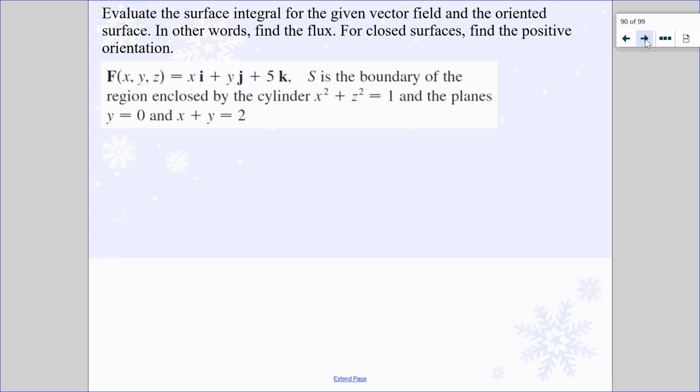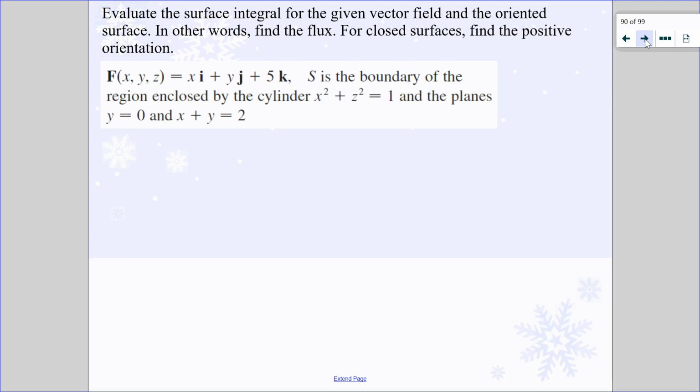I think we might need to do a 2-pager for this one. Let's read the problem first. Evaluate the surface integral for the given vector field in the oriented surface. In other words, find the flux. We're going to find the positive orientation, so we know we want the final answer to be positive. So our surface is the boundary of the region enclosed by the cylinder x squared plus z squared equals 1, and the planes y equals 0 and x plus y equals 2.